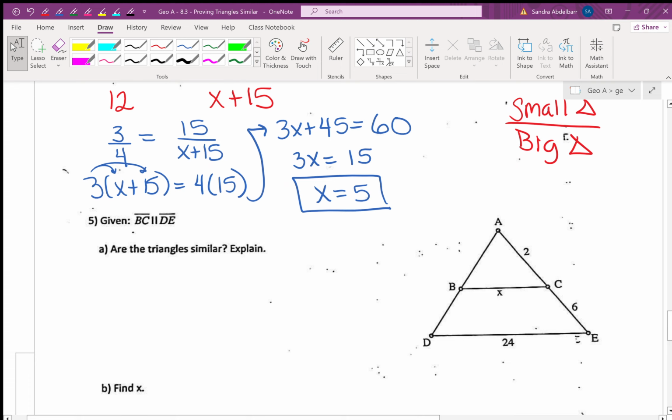Okay, so now I'm asking, given BC is parallel to DE. So those two are parallel. Are these triangles similar? The triangles I'm talking about are the only two triangles there. So triangle BAC, and what's the other triangle? Max? You got it. DAE.